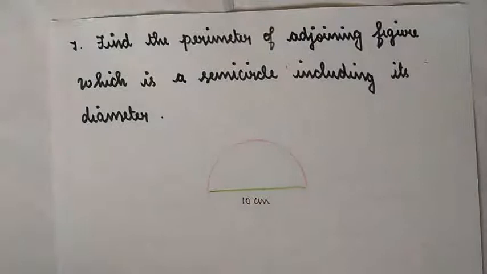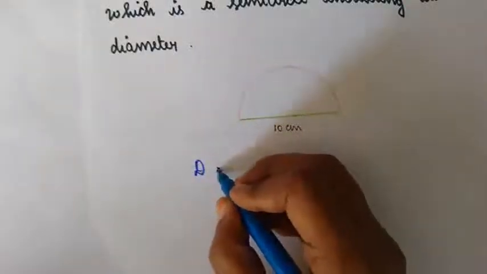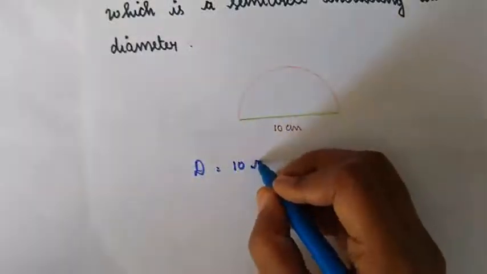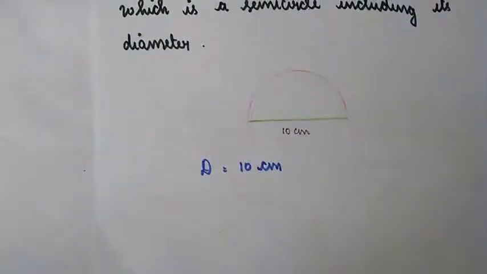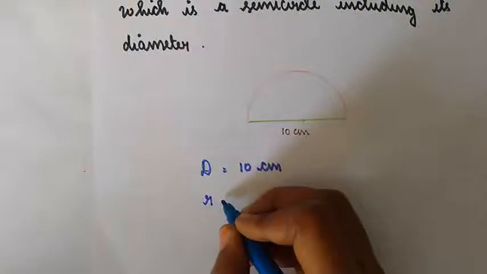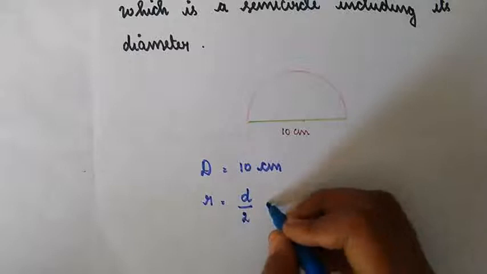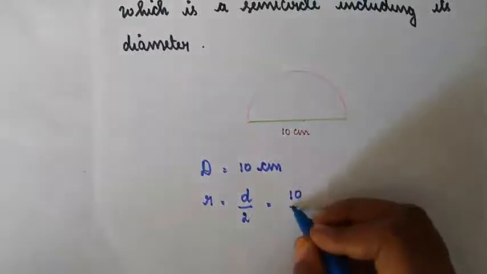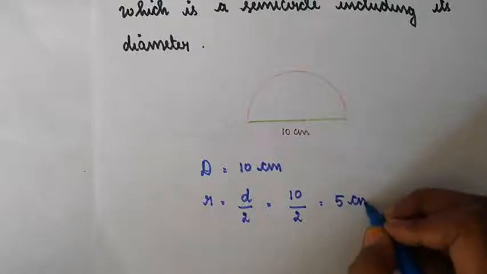First we write the given portion. Here given is diameter. D is nothing but diameter. Diameter equal to 10 centimeter. Then we have to calculate the radius, because we need it to find the circumference of the circle. What is the formula of radius? Diameter divided by 2. So 10 divided by 2. We get the answer 5 centimeter.